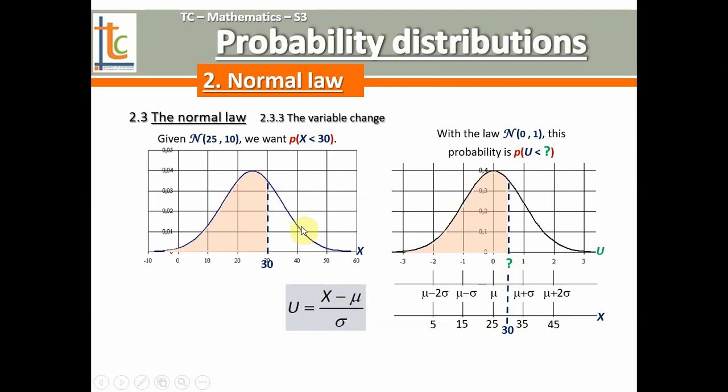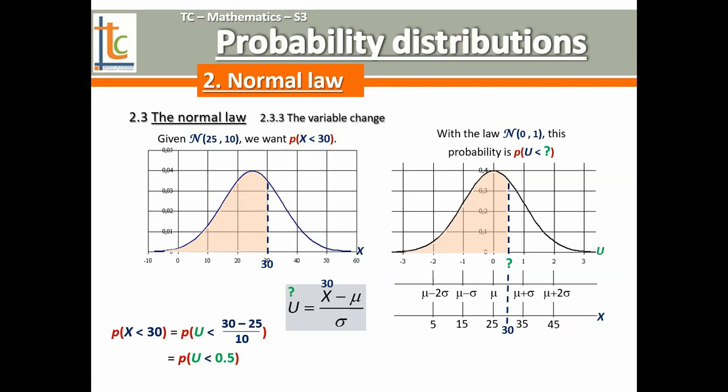But for our problem, we have to get a value of u thanks to a value of x. This value of x is 30. We just have to subtract 25 and divide by 10. So the probability that X is less than 30 is the probability that U is less than (30 minus 25) over 10, so the probability that U is less than 0.5. And this probability can be found directly on the table of the standard normal law, as in the previous video.